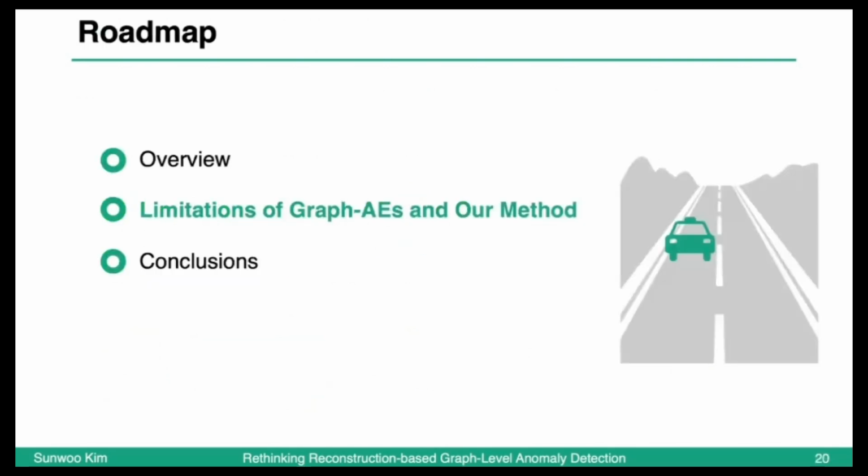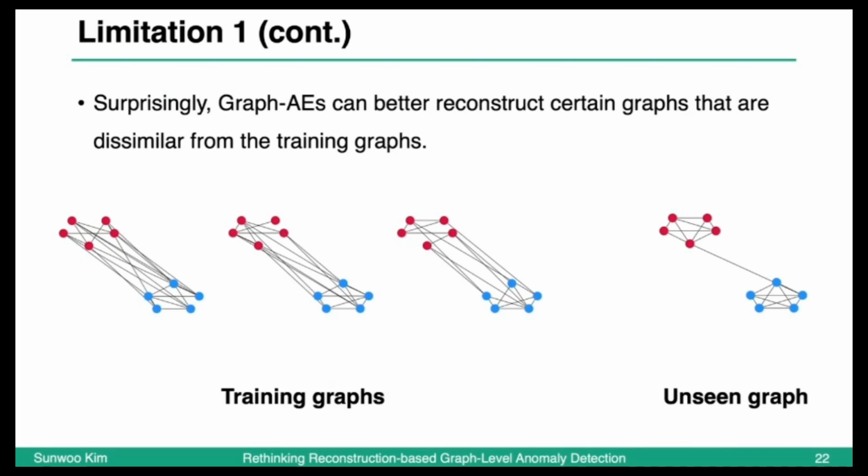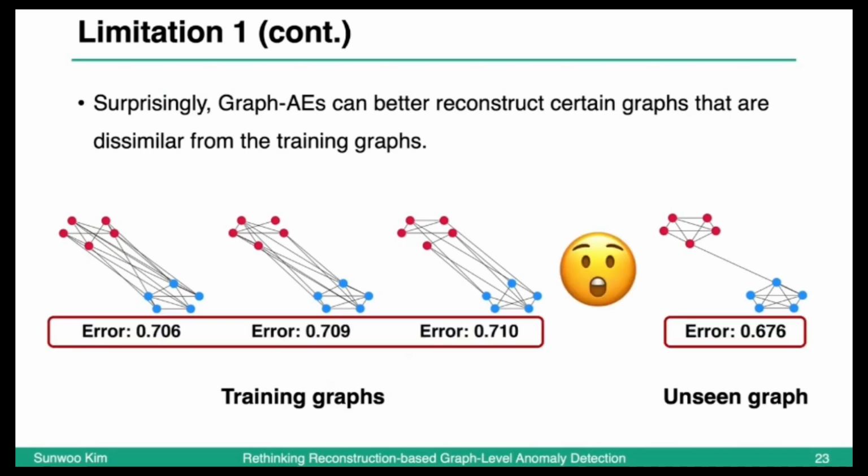We now move on to the limitations and the proposed method. Surprisingly, we observed that Graph-AEs can better reconstruct certain graphs that are dissimilar from the training graphs. Consider the following training graphs. There is an unseen graph which looks significantly dissimilar with the training graphs. However, surprisingly, the mean reconstruction error of the unseen graph is lower than those of the training graphs.